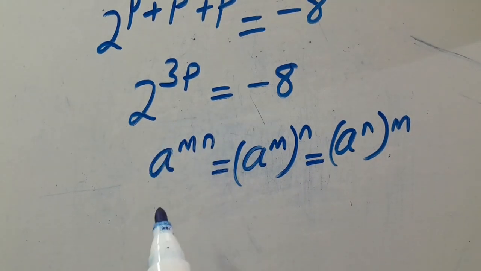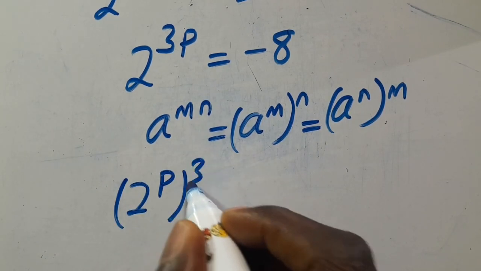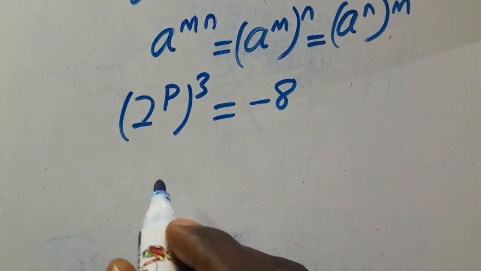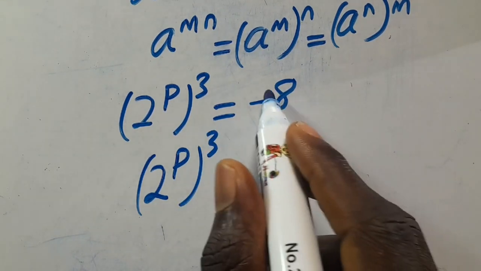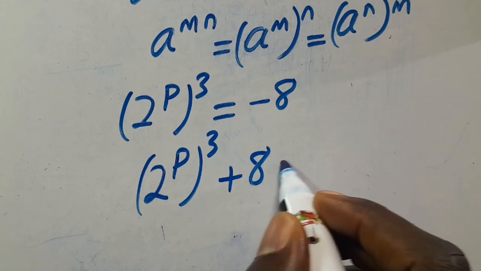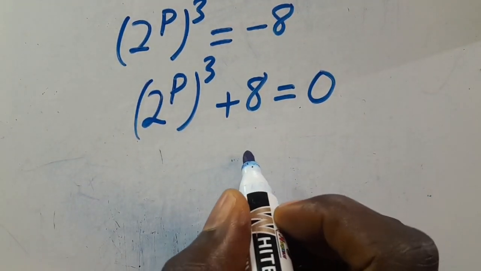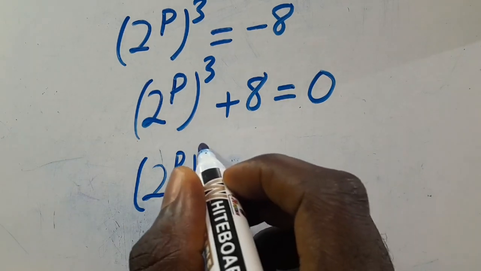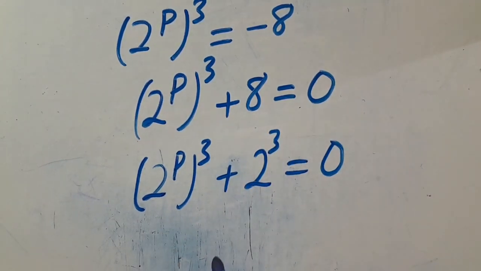So when we apply it here, we can have this as 2 to the power of p, all in parentheses, to the power of 3 equals minus 8. So we have here 2 to the power of p to the power of 3. Let's take 8 to be here, it will be plus 8. Then let's set everything to be equal to 0. Let's have 8 in base 2. So let's write this as 2 to the power of p, all in parentheses, to the power of 3, plus 2 to the power of 3 equals 0.